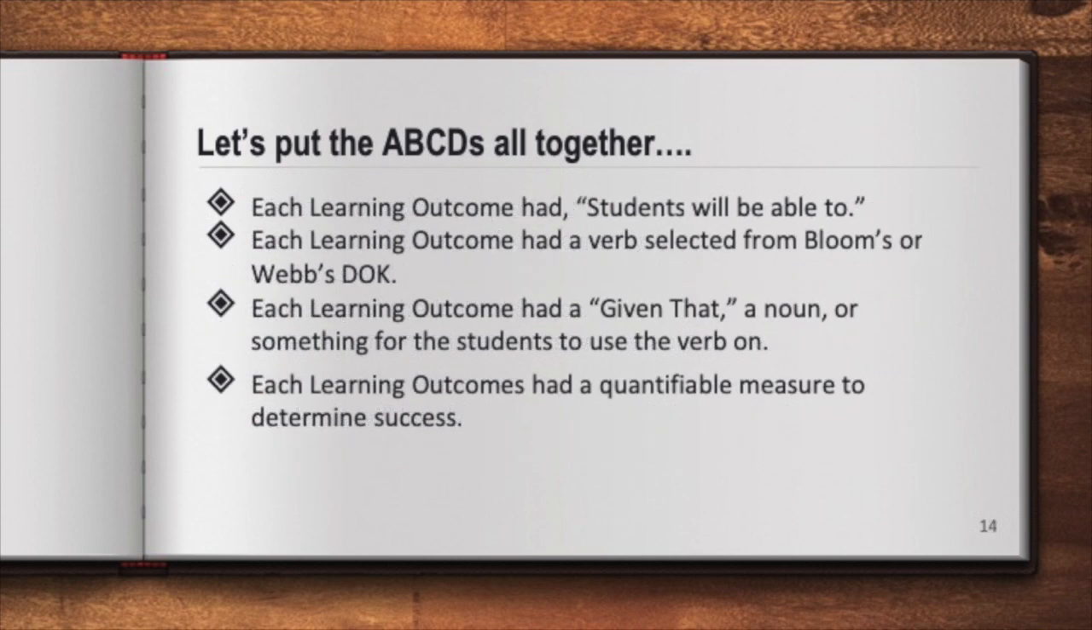Let's put it all together. You will notice that each one has an audience. Students will be able to. Each one has a verb selected from either Bloom's or Webb's depth of knowledge. Each one has a condition, a given that. And finally, each one has a quantifiable measure for their D, for degree.